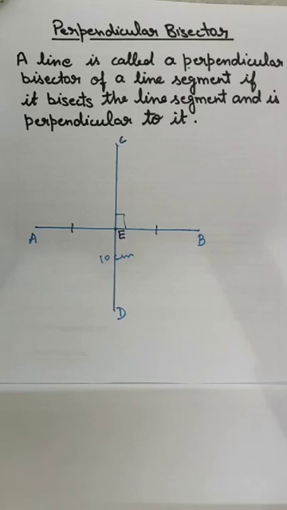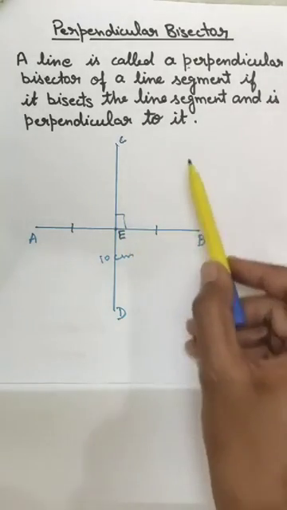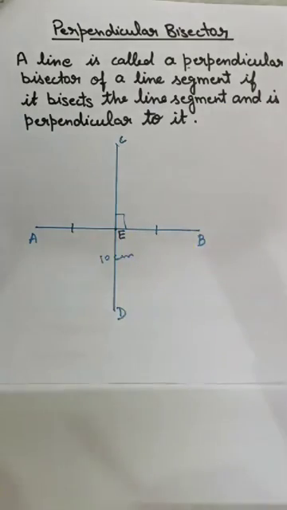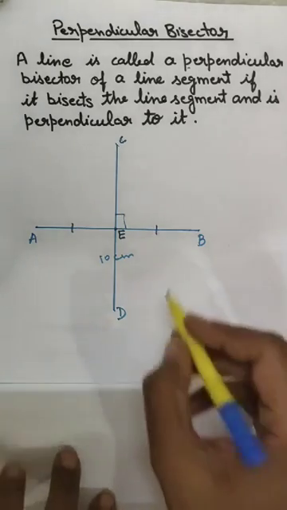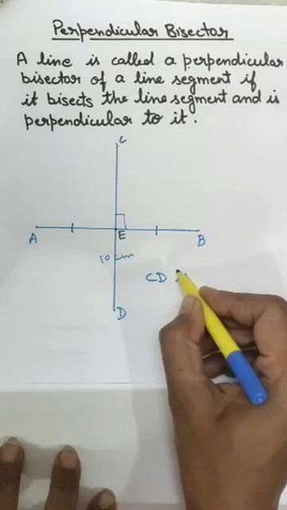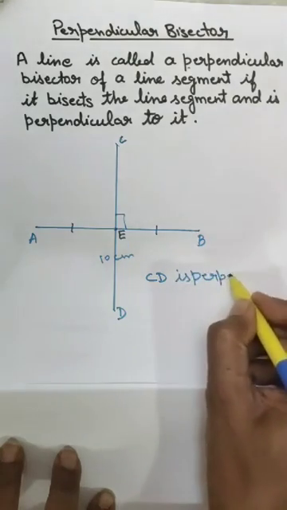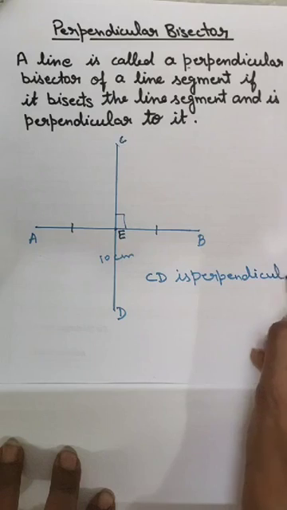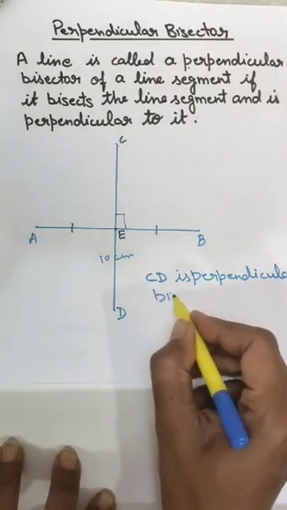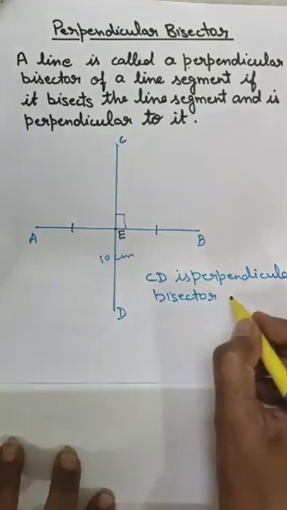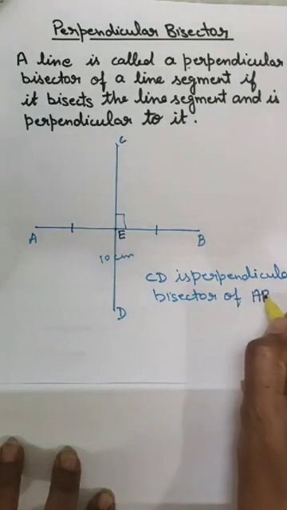Bisector also and perpendicular also. That's why it is called perpendicular bisector. Perpendicular means making the angle of 90 degree and bisector means dividing into two equal parts. So in this case, we can say that CD is a perpendicular bisector of AB. We can write CD is a perpendicular bisector of AB.